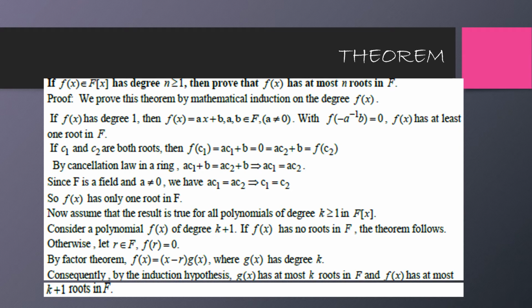What is capital F? Capital F is a field. So what does "at most" mean? It means maximum. Whenever you consider a polynomial with a degree greater than or equal to 1, then you say at most, maximum, only n roots will be available.